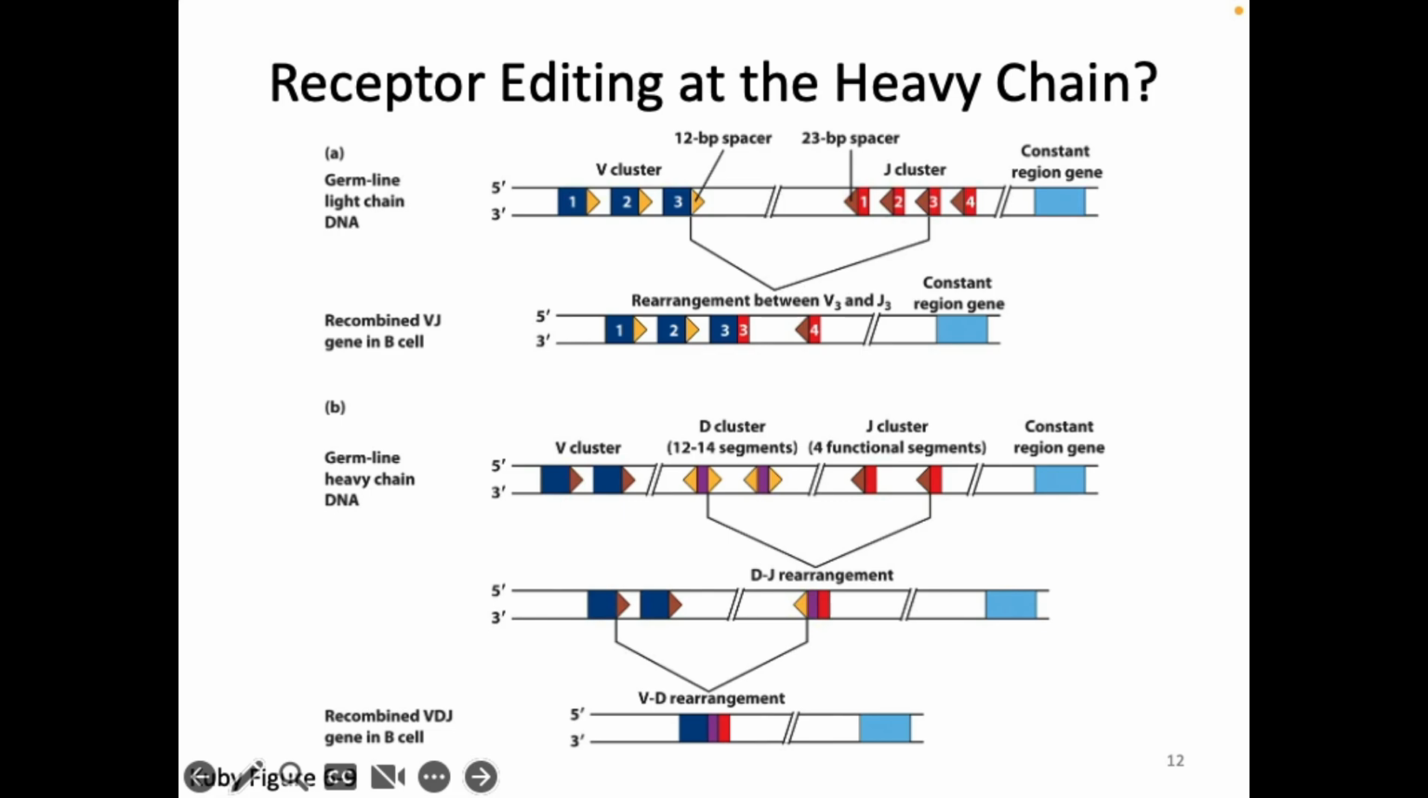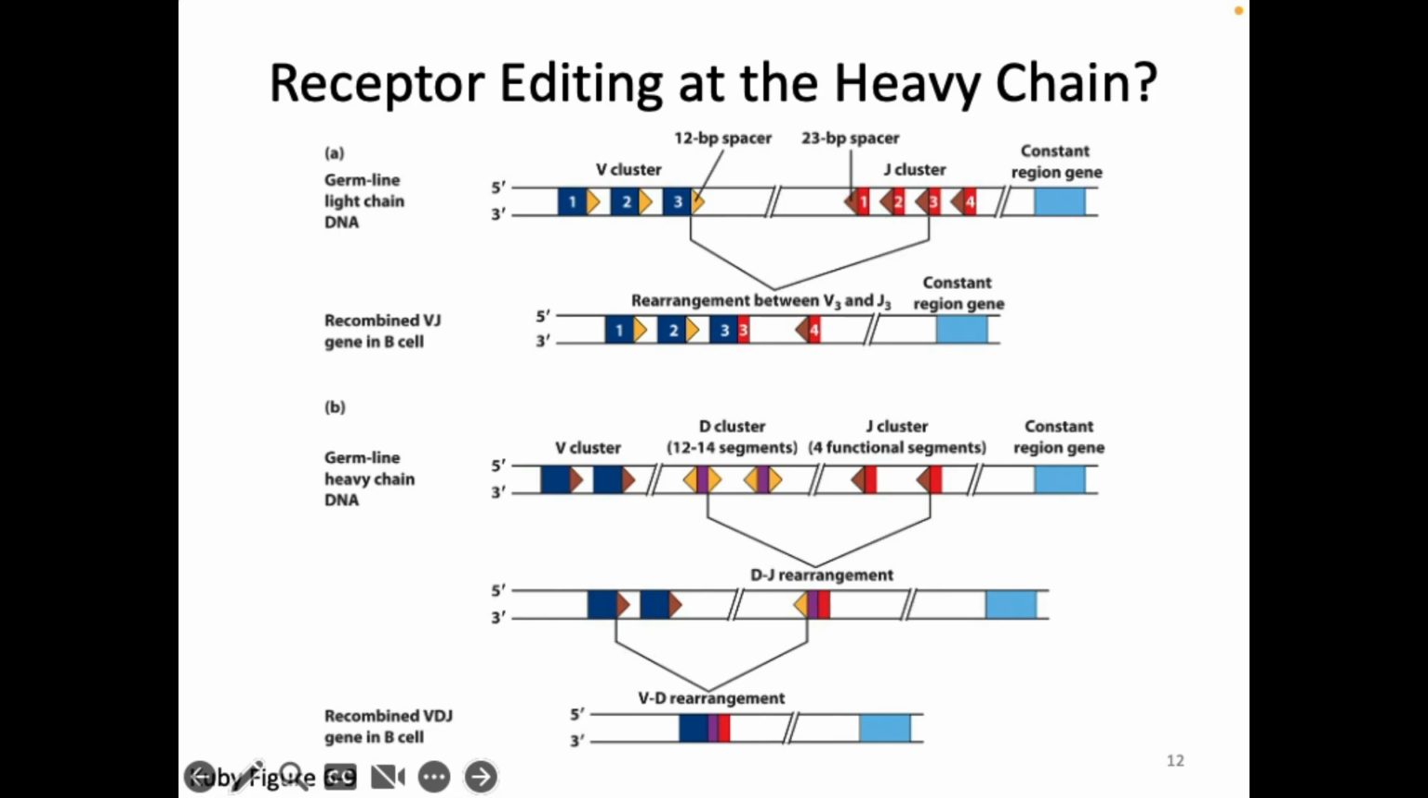And so here's my light chain rearrangement at the top. Here's my heavy chain rearrangement at the bottom. And I am going to ask you, why can we not receptor edit at the heavy chain? Yeah, Shelby.